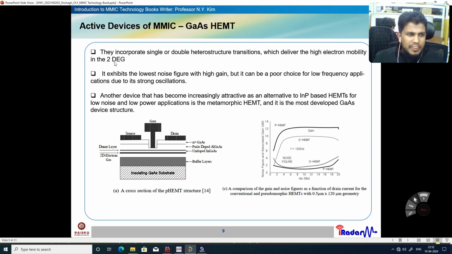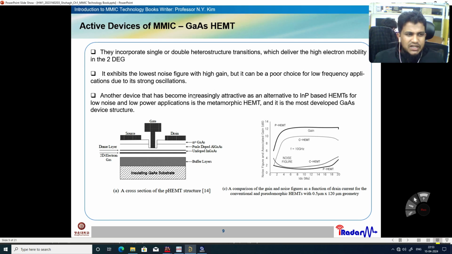So the high electron mobility transistor has some characteristics. It is a heterostructure transistor which delivers high electron mobility. It exhibits the lowest noise figure and high gain, but it can be a poor choice for low frequency applications. Always we need to remember, whenever we use a high electron mobility transistor, it should be for high frequency and high gain, so whenever we increase the frequency, our gain should also increase simultaneously. It is just like a proportional relationship.